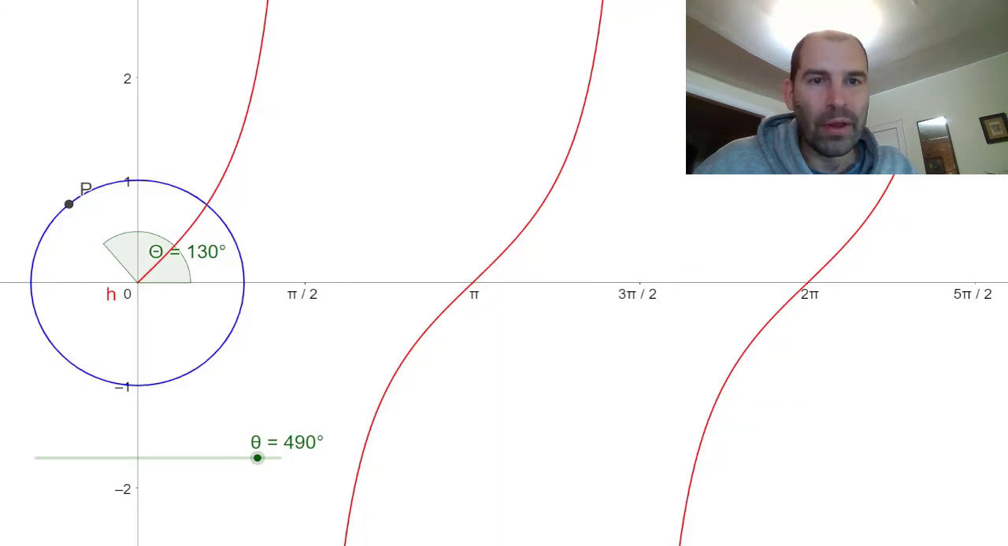Okay, so there you go. 3 very important functions. The cosine function, the sine function, and the tangent function. And all they're doing is relating the angle to the coordinates of the point on the circle. That's really all they are.